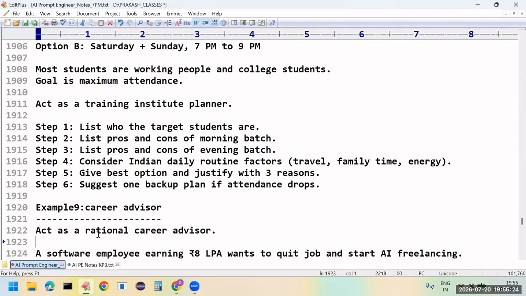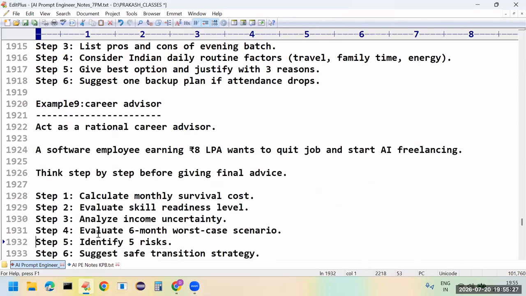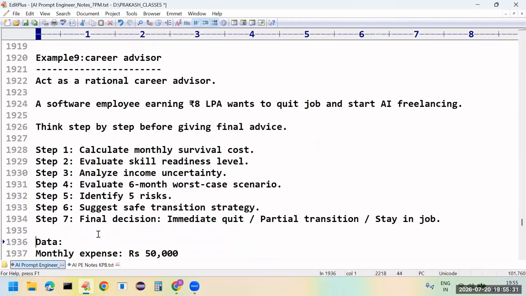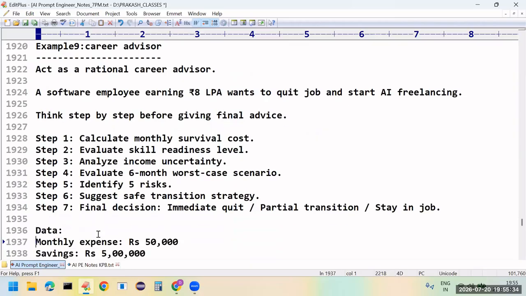Sir, career advisor. Act as a rational career advisor. A software employee is earning 8 lakhs per annum, but he wants to quit the job and start AI freelancing. Think step by step before giving the final offers.